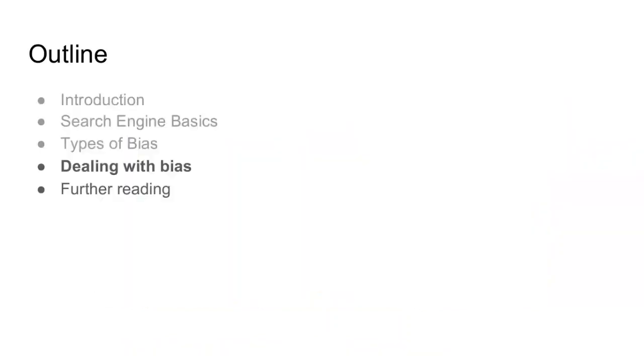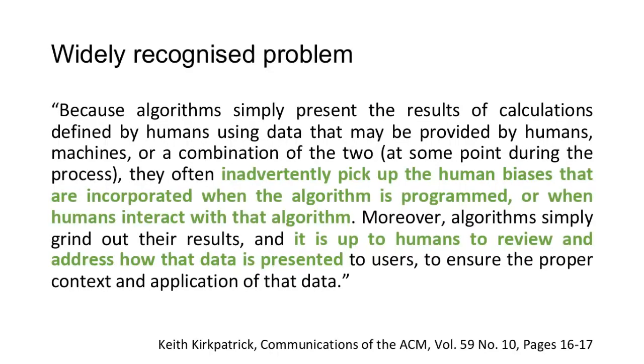Okay, but how do we deal with this bias? Luckily, it's identified as a problem already. Just going to point to this article here from Keith Kirkpatrick, published in Communications of the ACM, where they clearly say that there's a problem: algorithms that are defined by humans using data provided by humans will actually produce some bias. So it's identified as a problem.